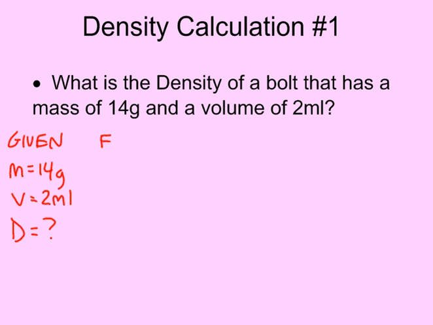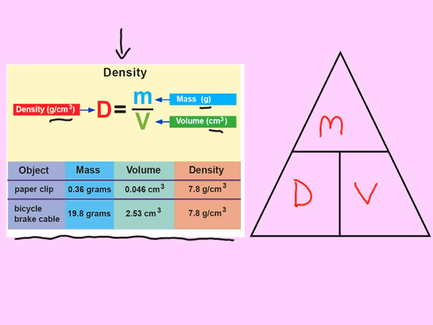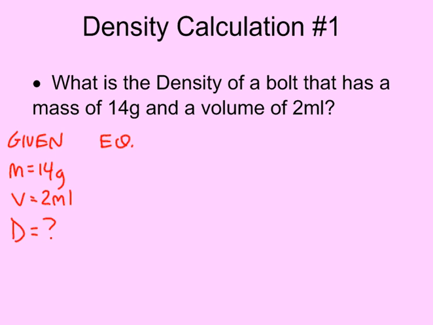The equation that we're going to use, if we go back to our triangle, we're going to cover up D, and we're going to be left with M divided by V. So it's going to look like this. D equals M over V. We're going to fill in the equation, so this is our work.